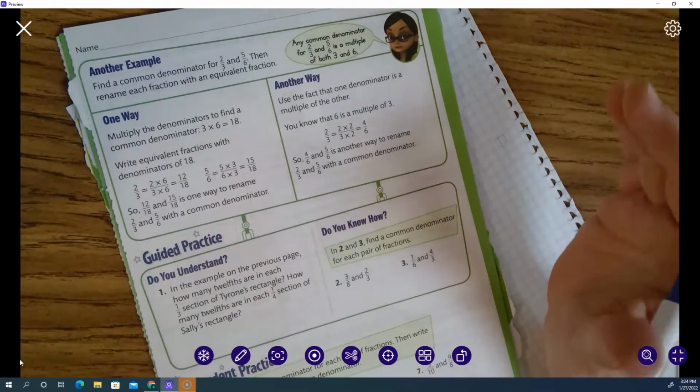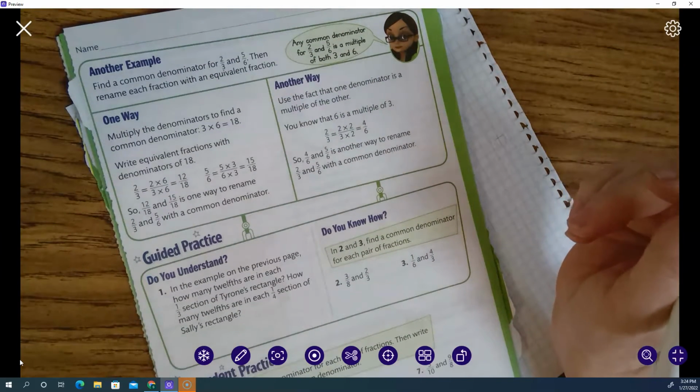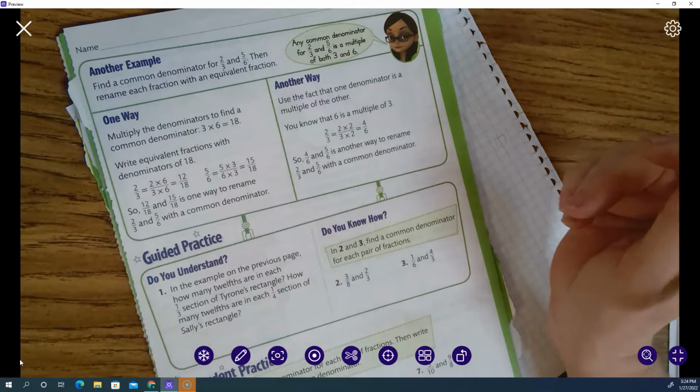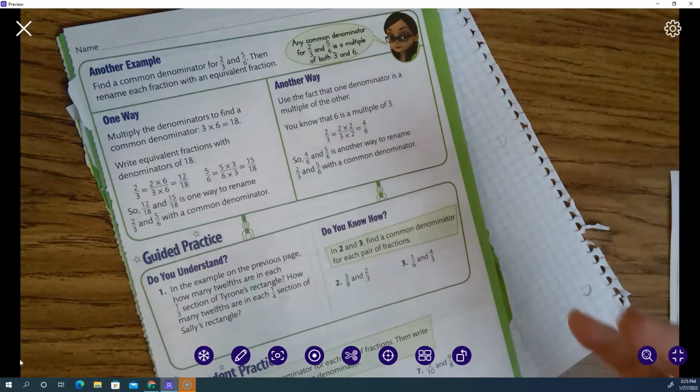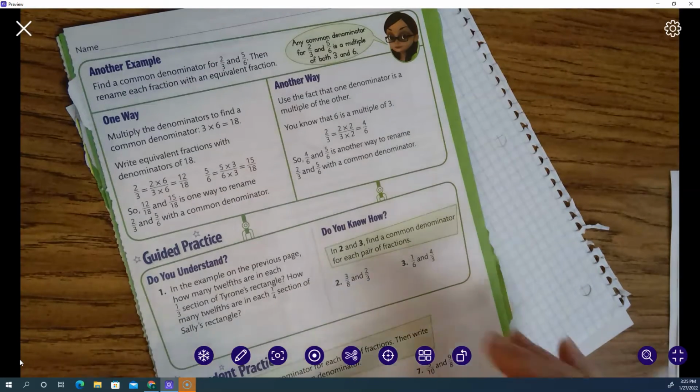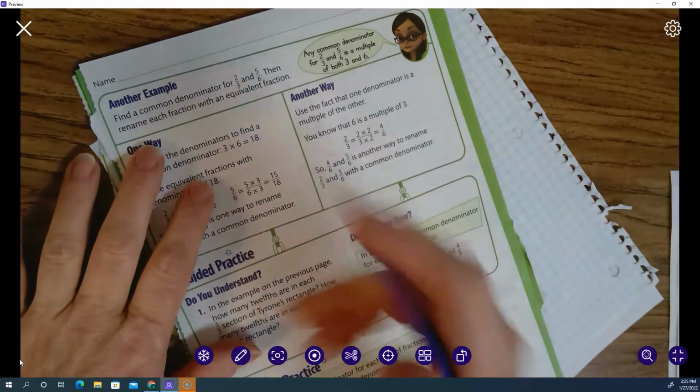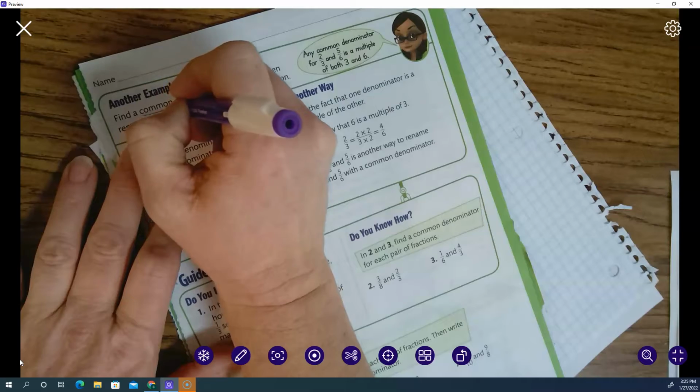But anyway, let's go over topic 7, lesson 2 that is in your math book. All right, so what you're going to be doing today is working on finding common denominators for fractions. And I want you to think about the word common.